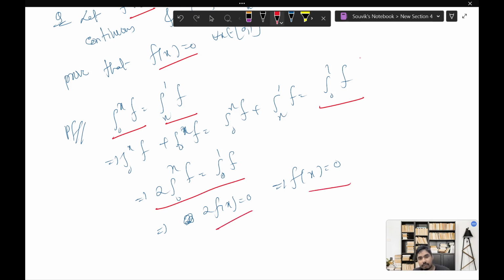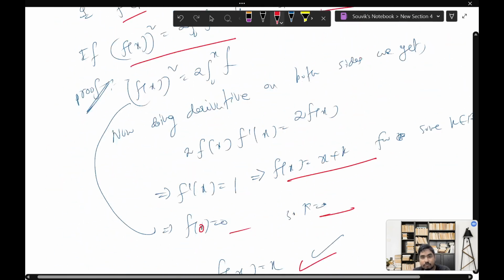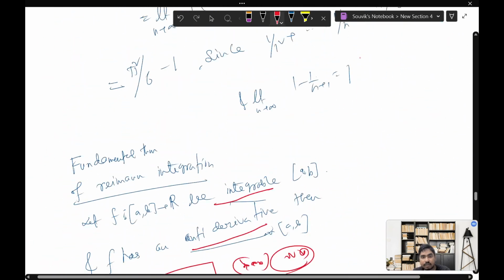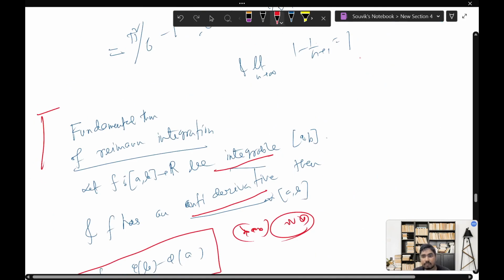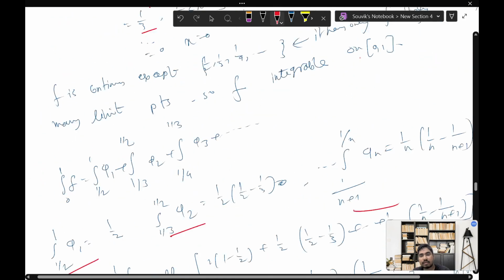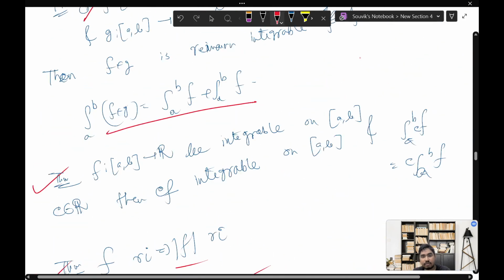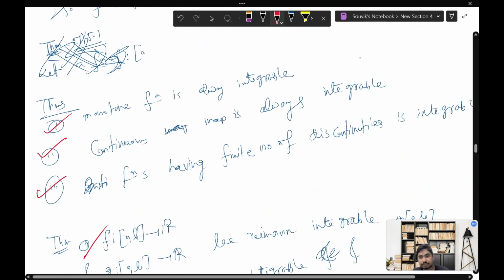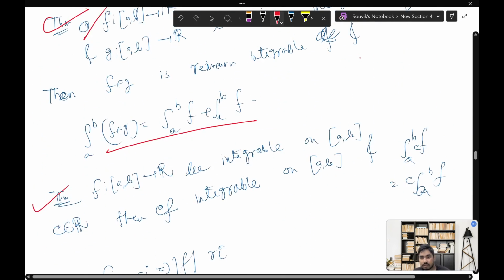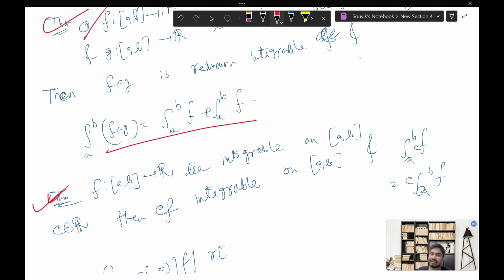So the main technical tool that we have used here is the fundamental theorem. And another technical tool that we have used is these theorems. You can find these theorems in any standard textbook.